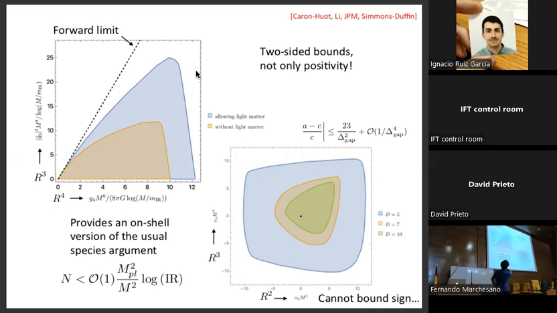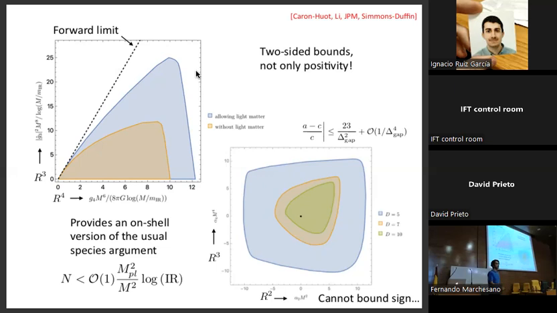So for instance, if I turn off R cubed and I crank up R to the 4th, its Wilson coefficient cannot be greater than 12 in units of the cutoff. For instance, if you generated that by integrating out some number of massive particles in a loop, this would tell us that for a fixed value of the cutoff, you cannot have an arbitrary number of massive particles. So this tells you that n has to be suppressed by m Planck squared over m squared with a known order 1 coefficient. In 4 dimensions, there's a logarithm. In high dimensions, this logarithm is not there.